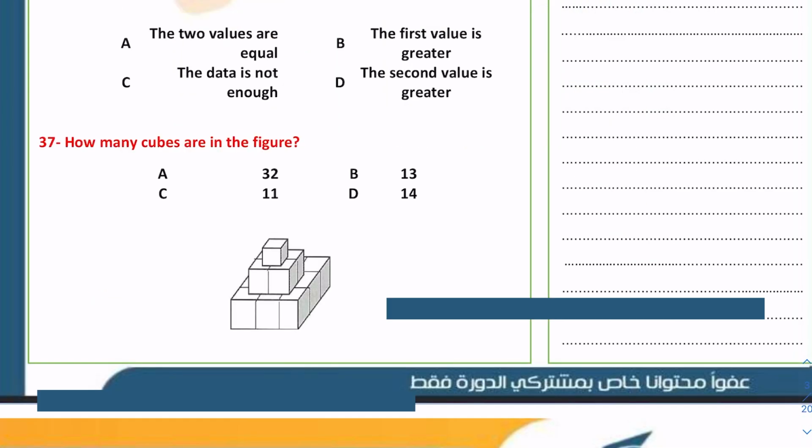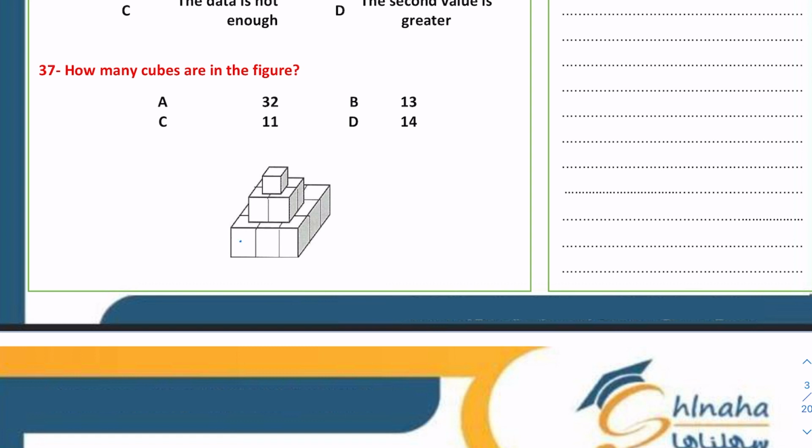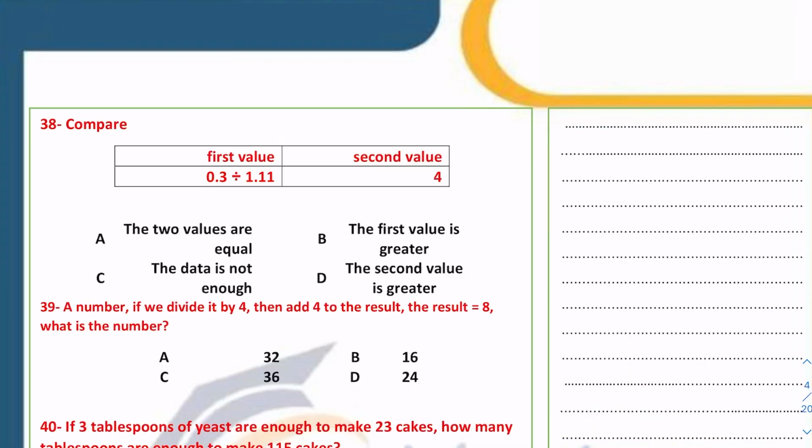How many cubes? We said you have to count 1, 2, 3. And here 1, 2, 3. So 3 times 3 will be 9. Here it's 2 times 2 will be 4. And 1, it will be 14. And we solved it before, this question by the same figure. 0.3 divided 1.1 and 4.